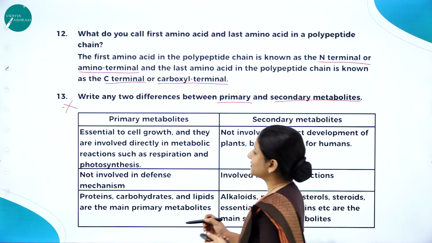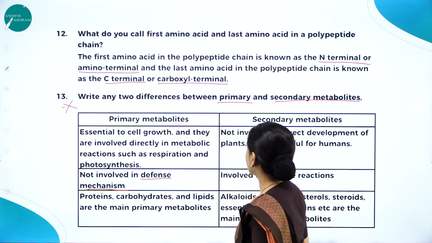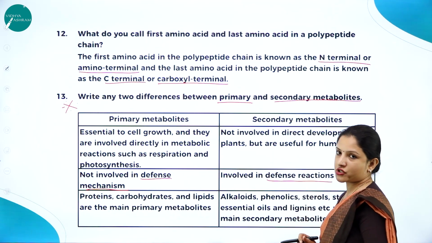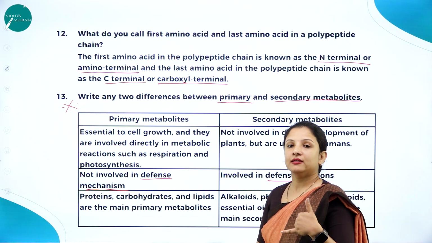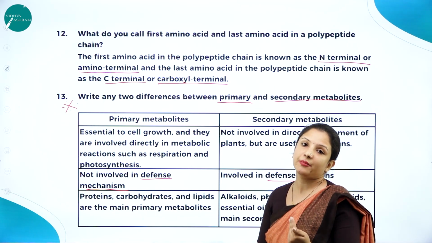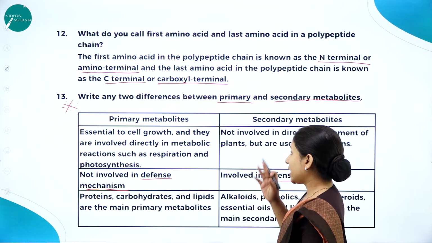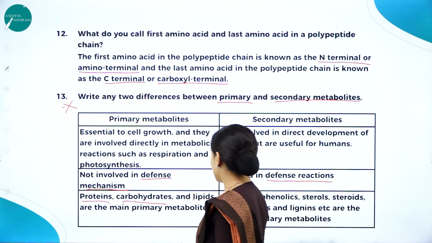And primary metabolites are not involved in any defense mechanism in the plant, whereas secondary metabolites are involved in defense reactions in the plant, because they contain certain toxins which will be released whenever a pathogen or an insect comes to feed on it. And examples of primary metabolites are proteins, carbohydrates and lipids.